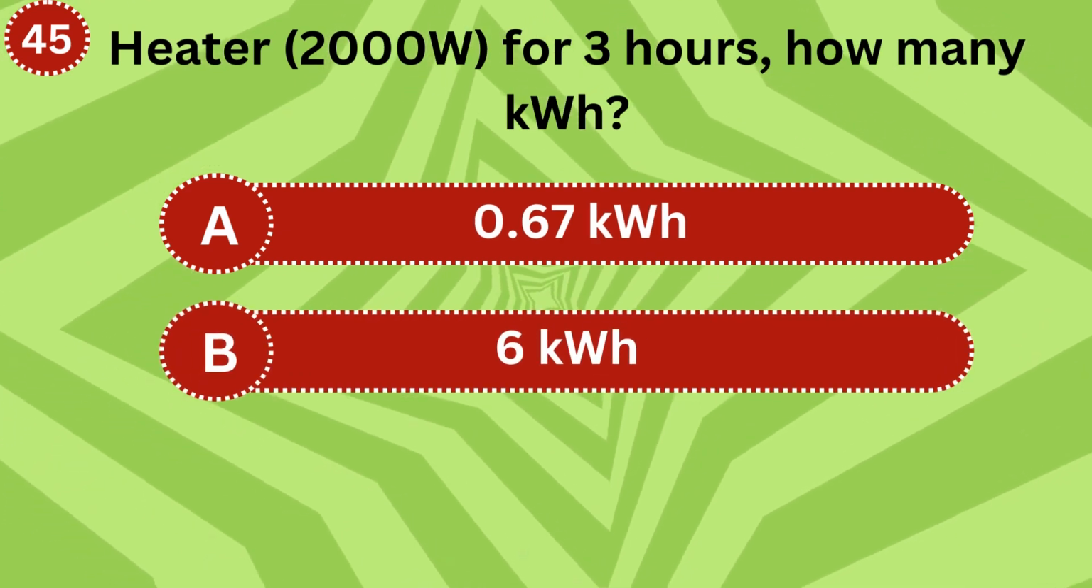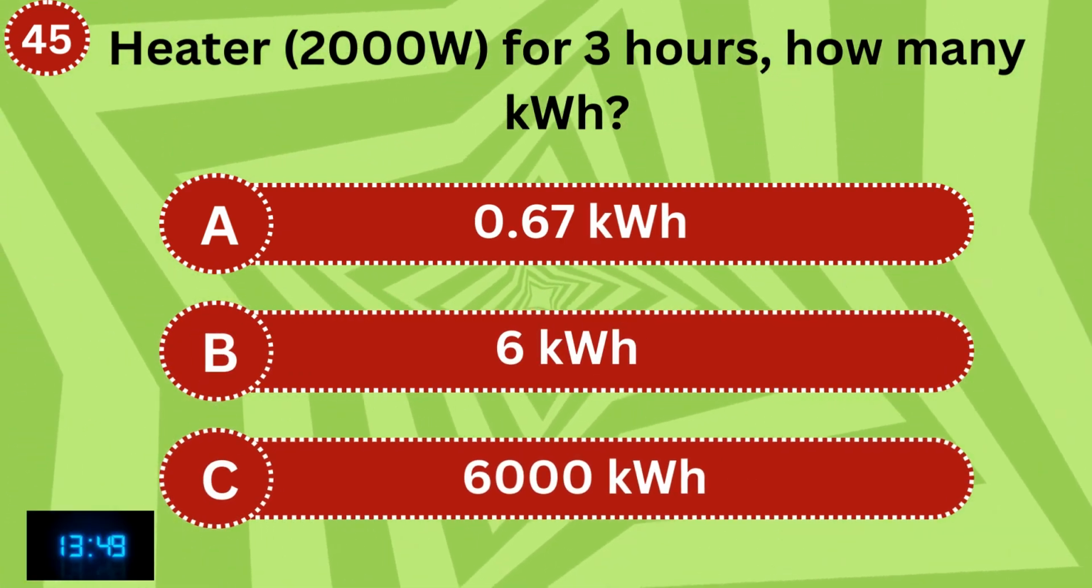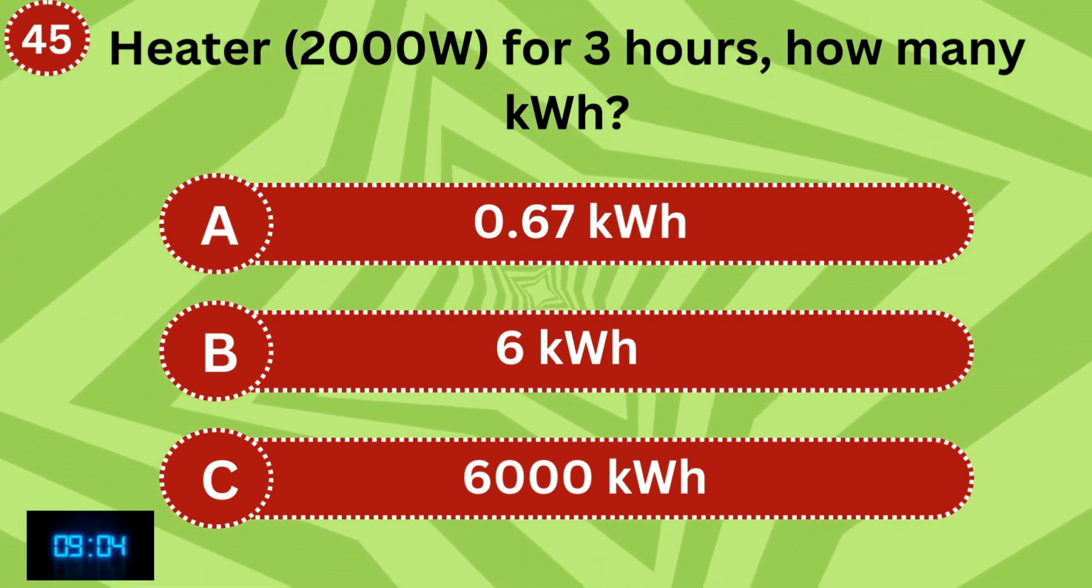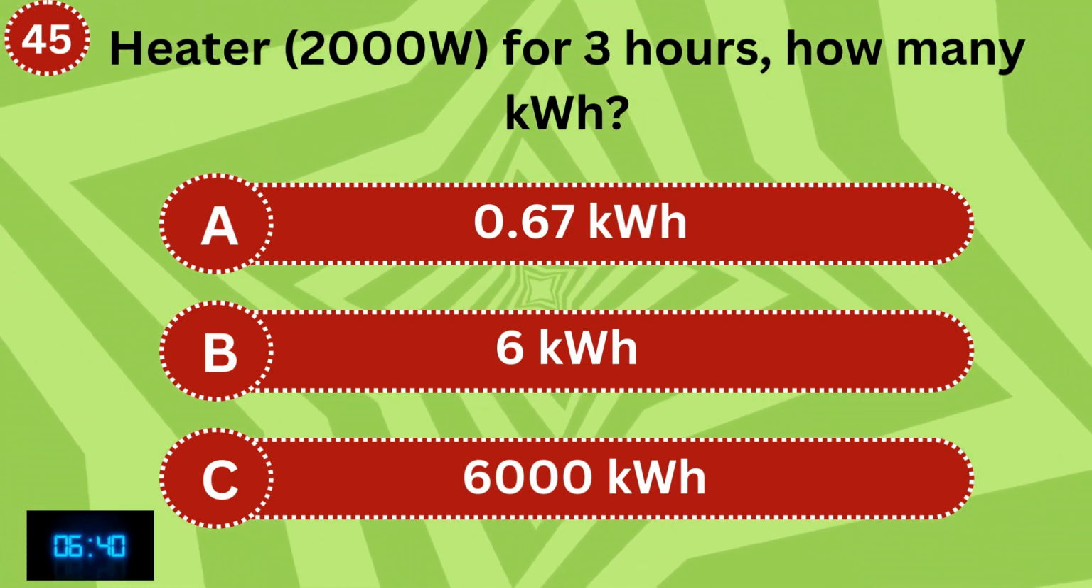A heater, 2000 W, for 3 hours. How many kWh? 0.67 kWh, 6 kWh, 6000 kWh.